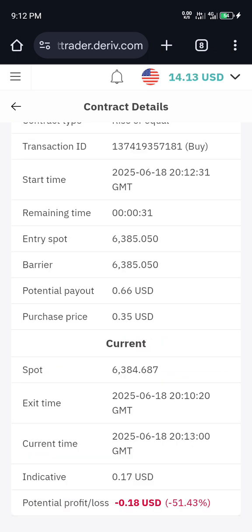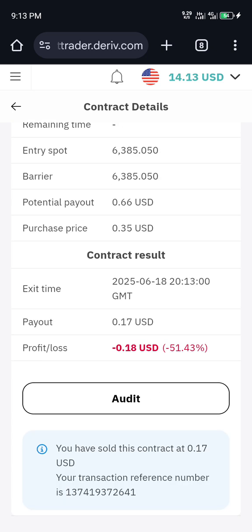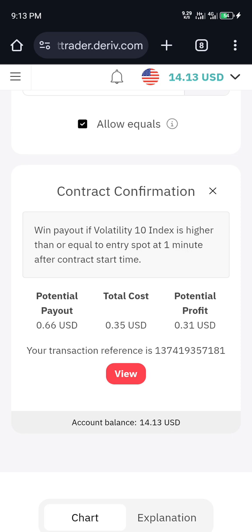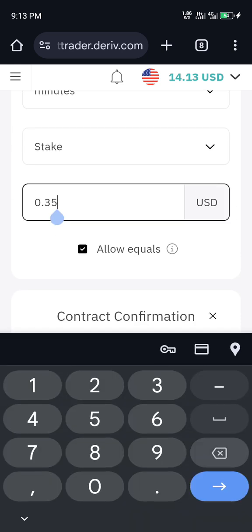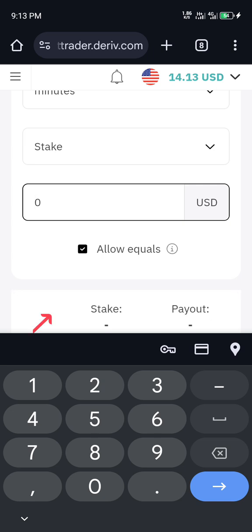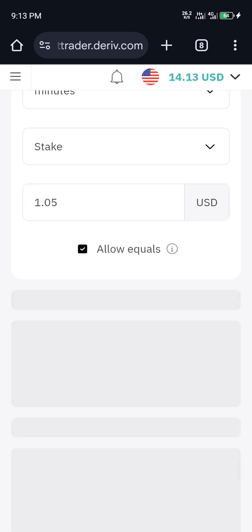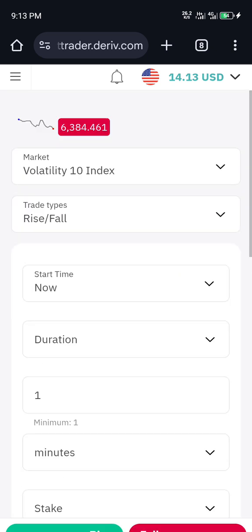Oh, I cut my loss short because I've seen 18 cents. My sell at market stop loss at 35 cents is 15. So as I just saw the 18, I cut it short. Now I move to the next one, which is $1.05. Okay, let's see. And now change the market.